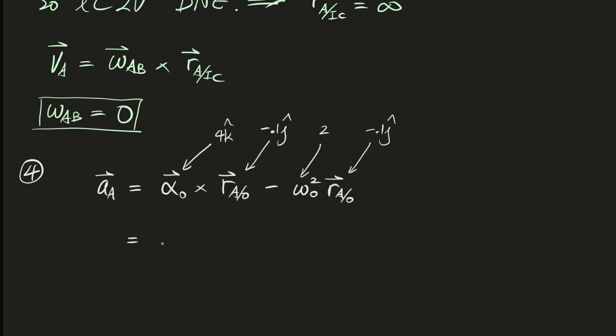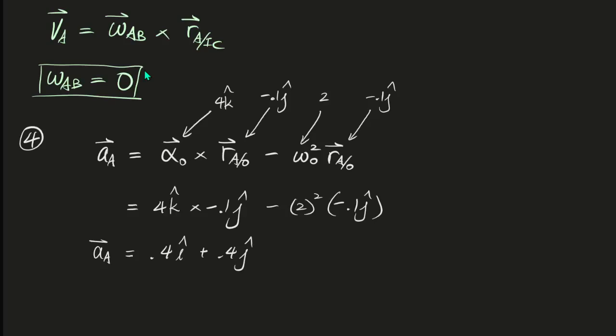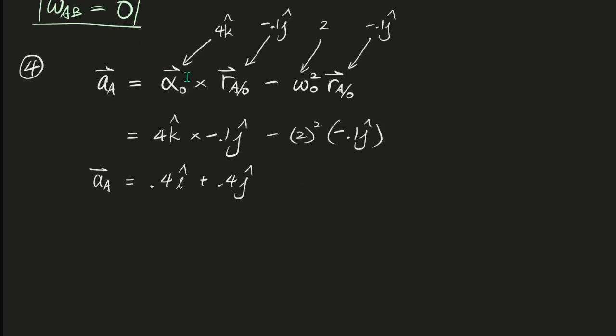So we'll plug in the numbers. We'll say 4 in the K cross negative 0.1 in the J minus 2 squared multiply negative 0.1 in the J. Do the math and you will get 0.4 in the I direction plus 0.4 in the J direction is equal to the acceleration of A absolute. Okay, that was our step 4.